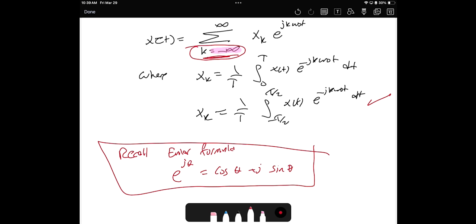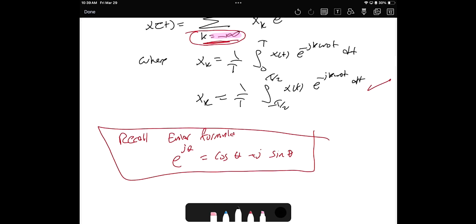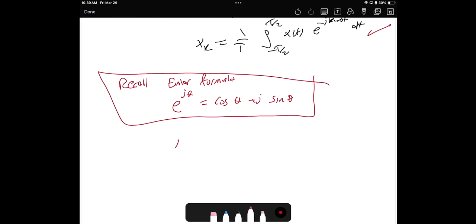In summary, for the complex representation, you will use x of t equals the sum from k equals negative infinity to infinity of x sub k e to the power j k omega naught t, such that x sub k is 1 over T, the integral from negative T over 2 to T over 2 of x of t e to the power negative j k omega naught t. As a special case, what if we assume k equals 0? It will be 1 over T, the integral from negative T over 2 to T over 2 of x of t, e to the power 0 will be 1, dt. So it will be the same as a0, which is the average value, or in other words, the DC component.